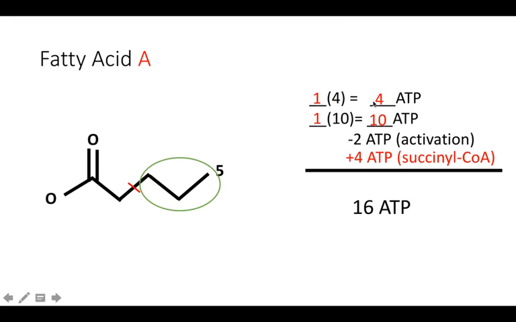1 times 4 is 4. 1 times 10 is 10. And you're going to have 2 ATP loss for the activation because you have to add the CoA-S right here using 2 ATP equivalents. And then your 3 carbon at the end, that's going to turn into succinyl-CoA. And so you're going to actually end up getting 4 ATP from that.